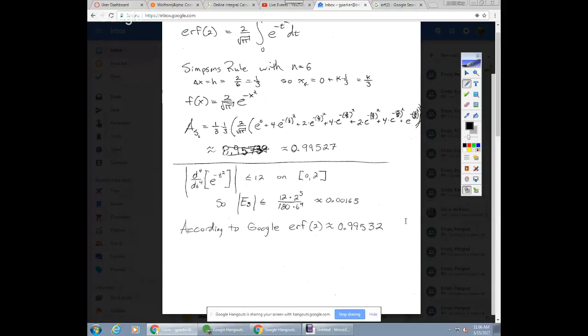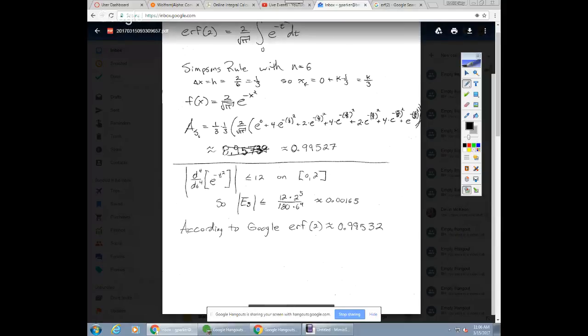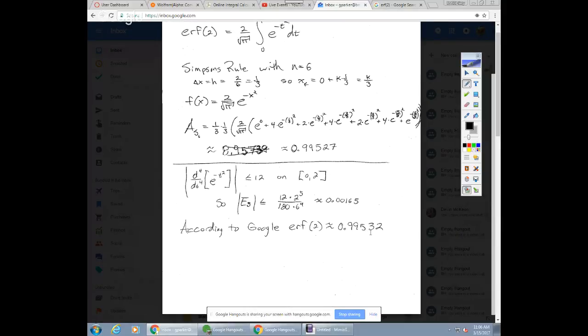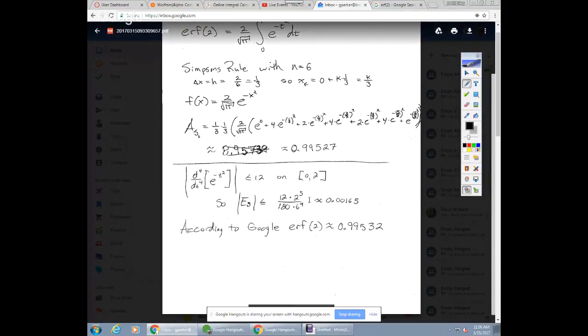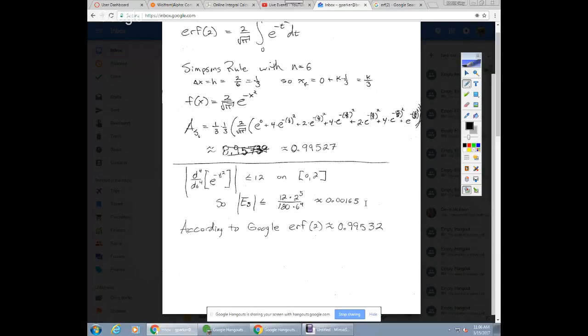If you take Google's answer and subtract it from mine, you get 0.00005, I think it is, roughly, which is definitely less than my error estimate, which is supposed to be the case all the time. The actual error is going to be less than what we estimate it to be. So what I spent a half an hour doing in class the other day with that other function is finding the estimate of the error instead of the actual error. And if you have an antiderivative, the actual error is easy. You just find the integral and subtract.